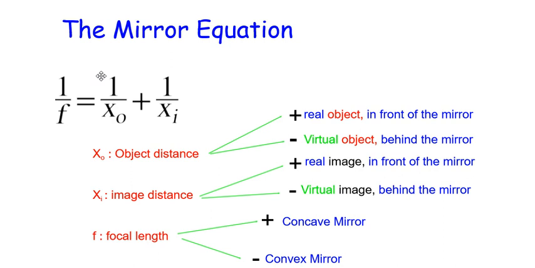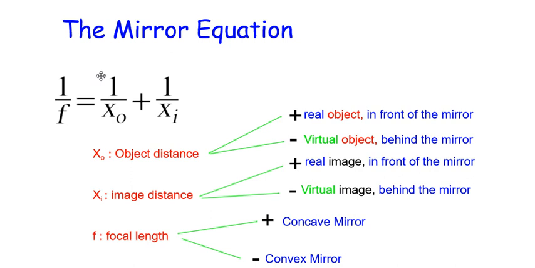Xo is the object distance, or the distance between the object and the mirror. It's positive when we are dealing with a real object that's placed in front of the mirror. It's going to be negative if we are dealing with a virtual object behind the mirror, which is not a common case in our problems. Xi, the image distance, again it's positive if the image is real and formed in front of the mirror. It will be negative if the image is virtual and formed behind the mirror.